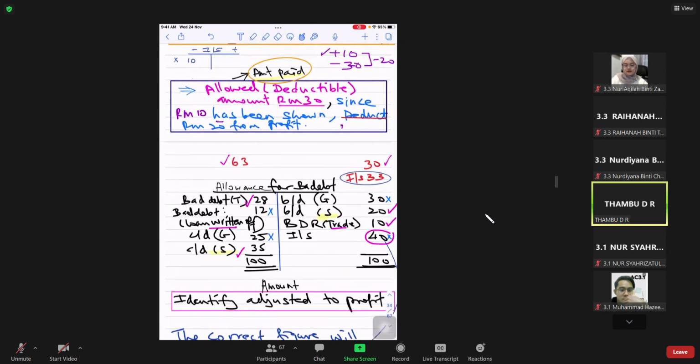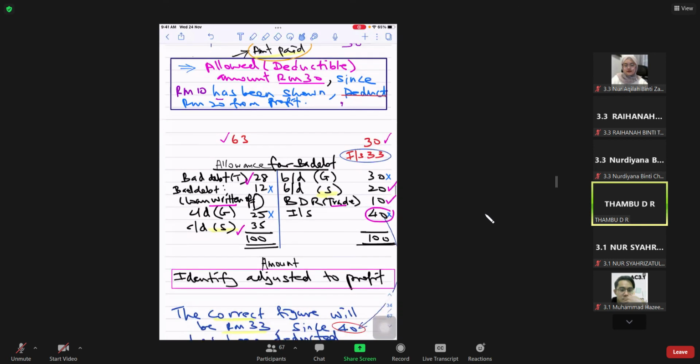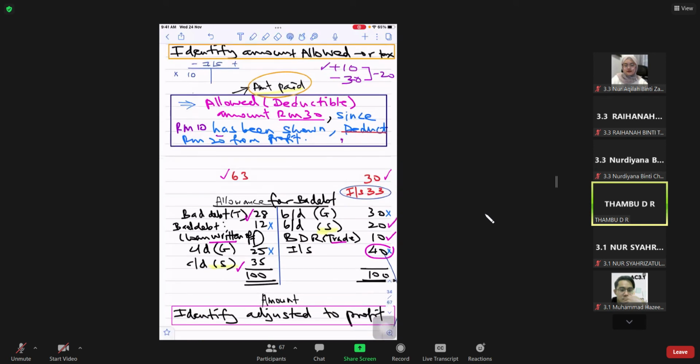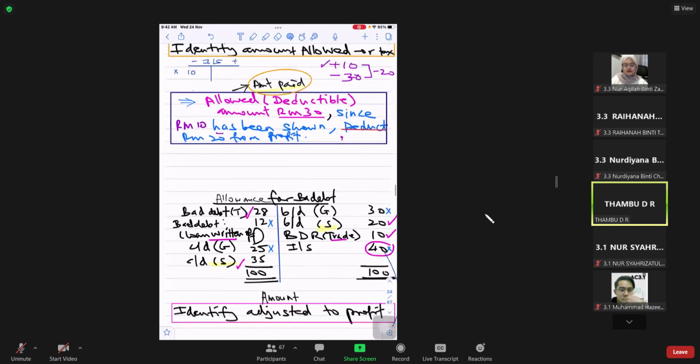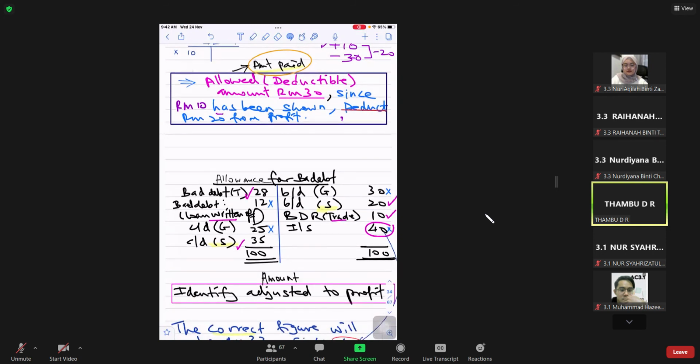Okay. This exercise you can see. Allowance for bad debt. Allowance for bad debt, I show you. If you look at the credit side and debit side, you can see here, general is not allowed. Specific is allowed. This is for bad debt only. Bad debt trade: general not allowed, specific can. Bad debt recovered, trade can.